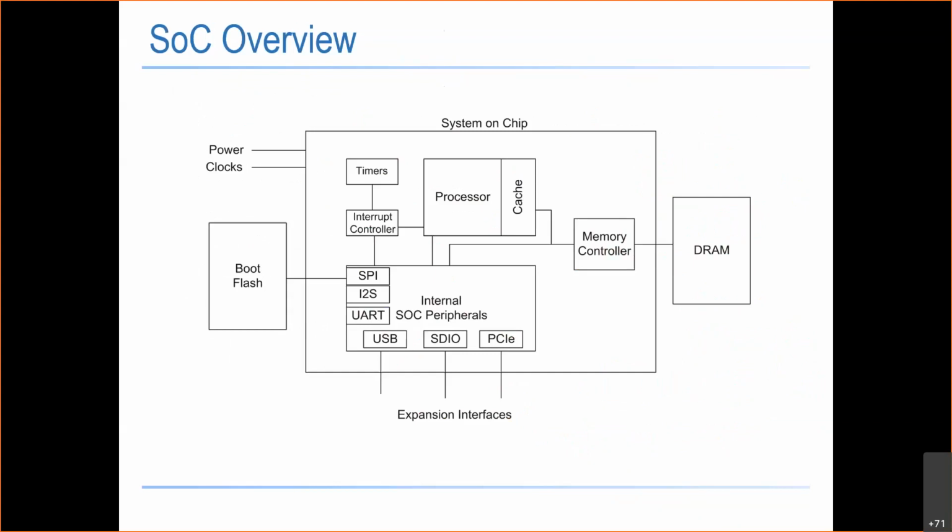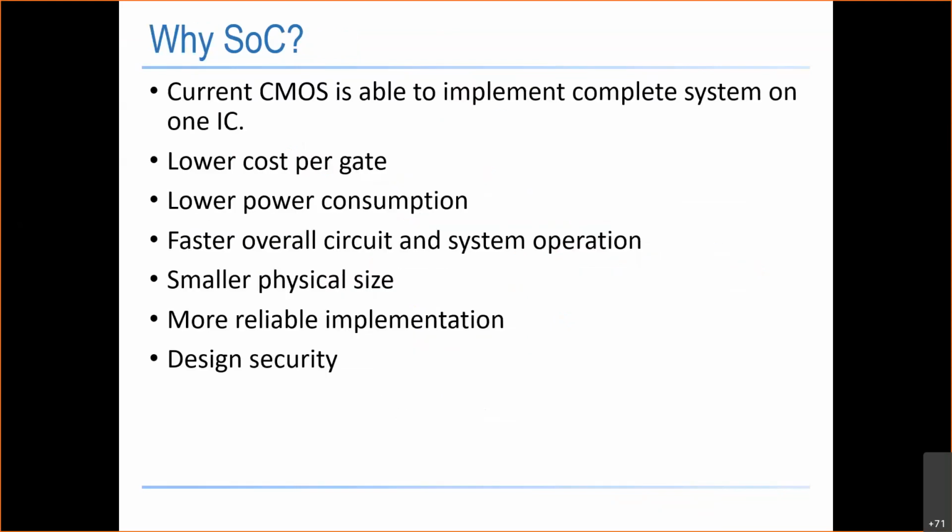Okay, so let's have the first example here. This is a generic diagram of an SoC. So we have power and clock coming from outside. We have a boot, flash memory, and DRAM outside. But inside the system on chip, what we have is timers and interrupt controller, the CPU itself, some cache memory that is connected to a memory controller, and then we have some communication protocols for peripherals. So that's an example of a system on chip. I have many more examples after this, so let's have a look at that later.